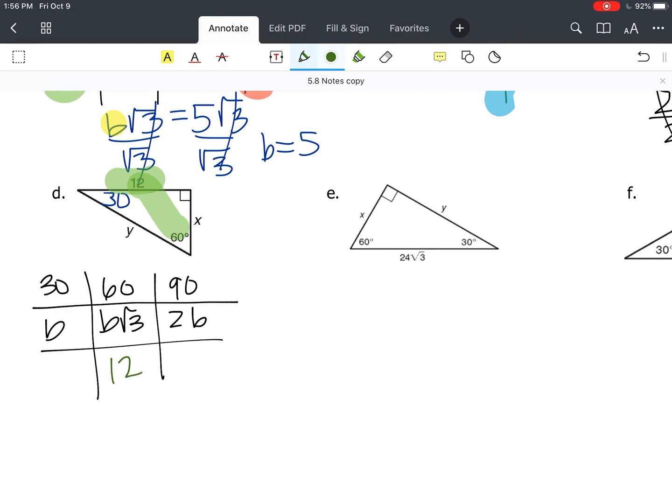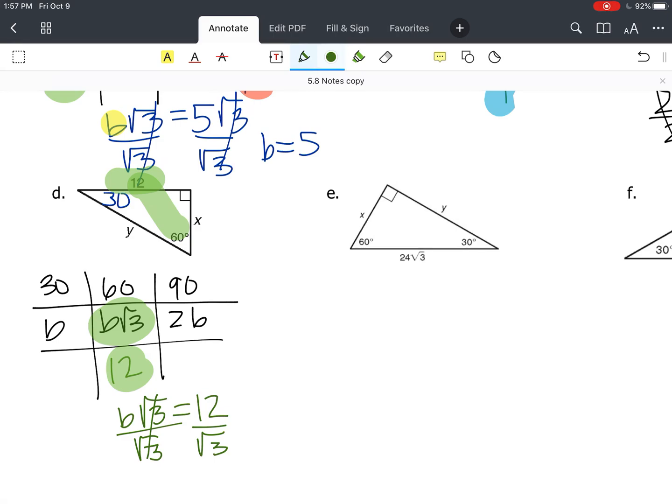All right. They labeled side 12, which is opposite 60. So I have to substitute 12 in underneath 60. That means b root 3 is equal to 12. To get b by itself, I have to divide by root 3. Root 3's would cancel, and I'd be left with b equals 12 over root 3.